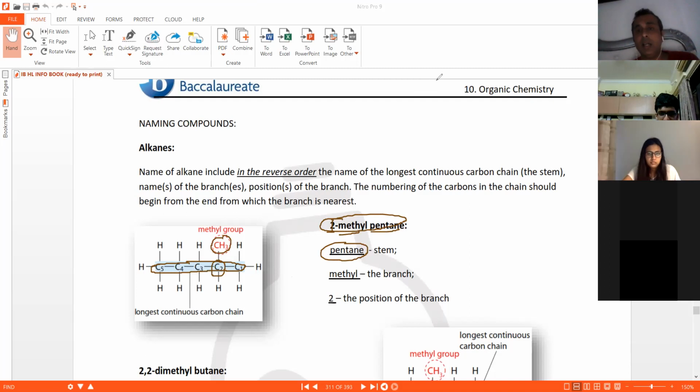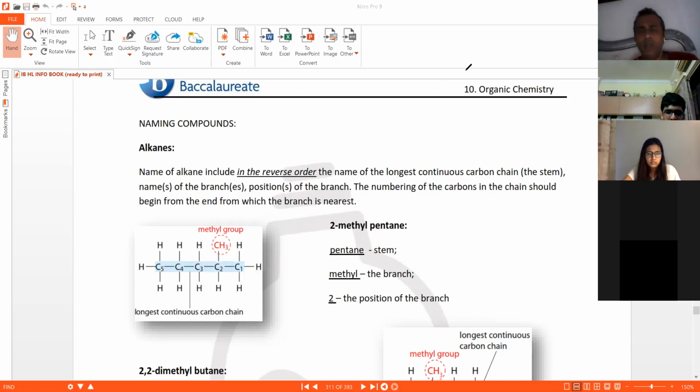Remember that I numbered this carbon atom as 2 because I started numbering from here. I could have started numbering from here. So 1, 2, 3, and then this would have become 4. So my name would be 4-methyl pentane. But I will not take 4, I will take 2, because you have to start counting from that end where the branch is nearest.